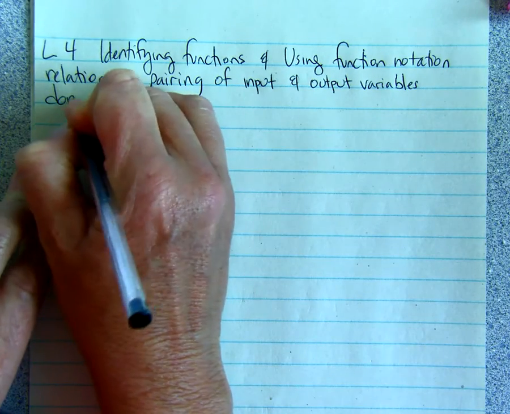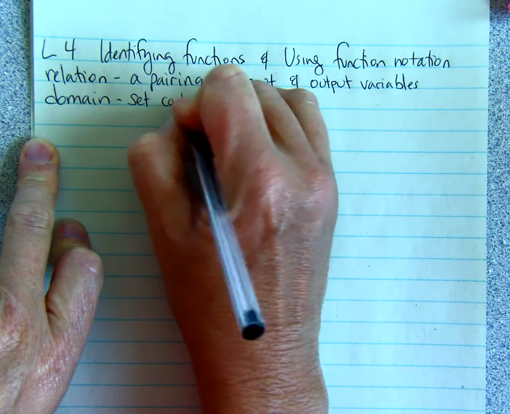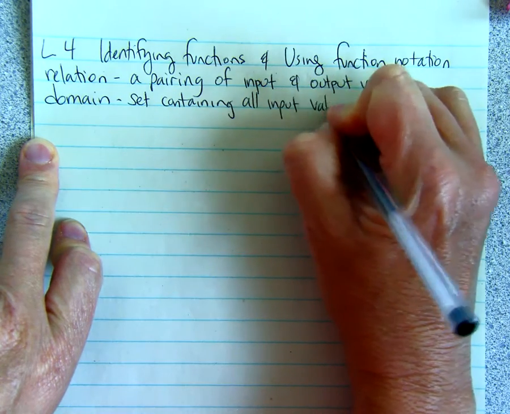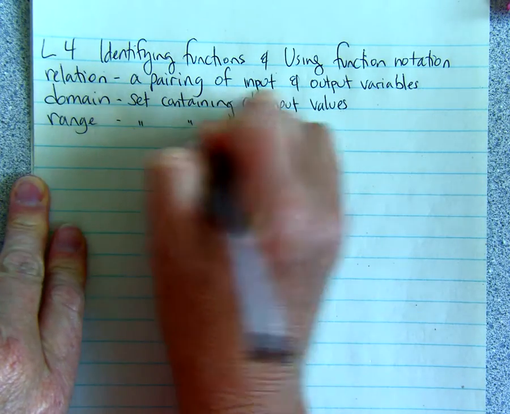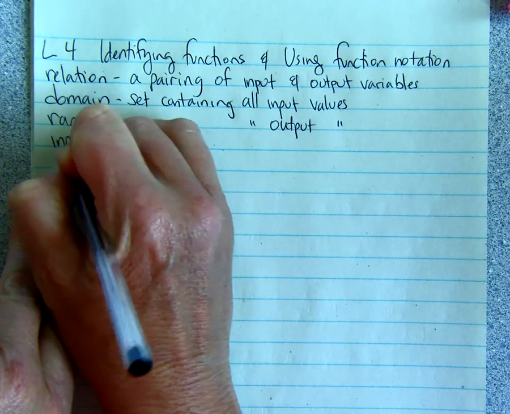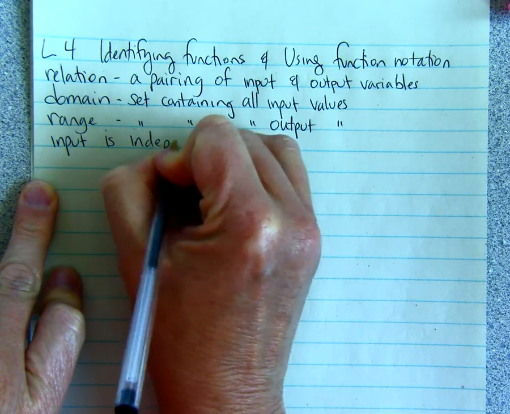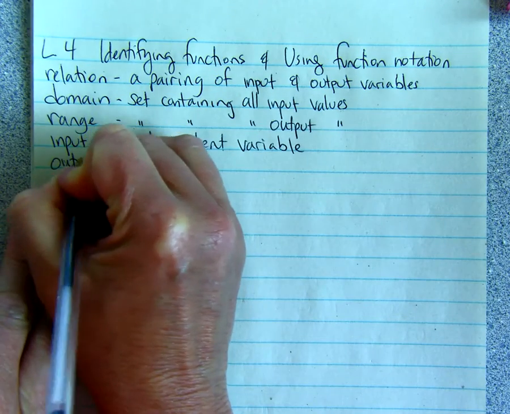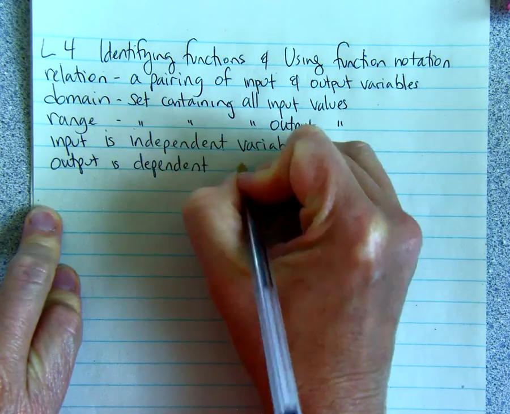The domain is the set of all your input values. The range is the set of all output values. The input values, or the domain, we call the independent variable. The output is the dependent variable. So it depends on what you put in.